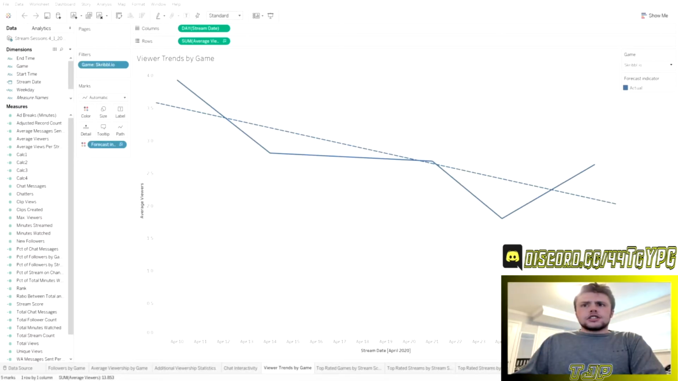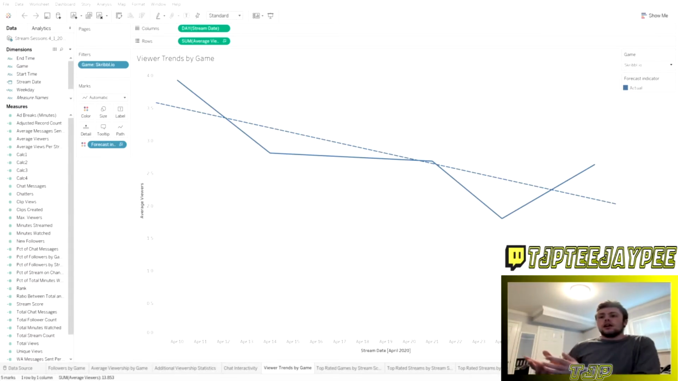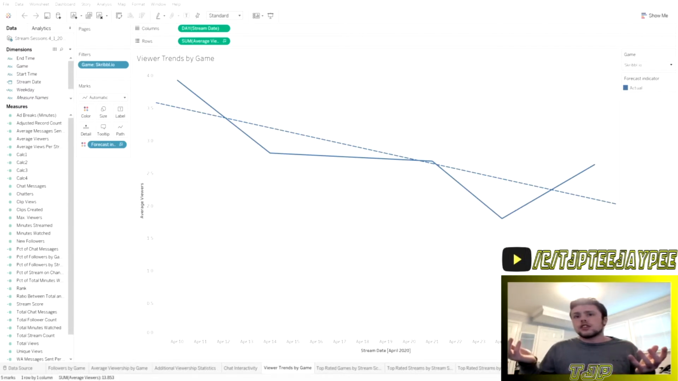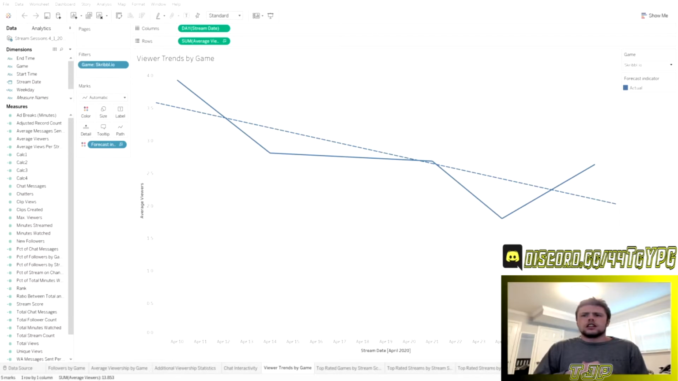So this chart here is interesting. This chart right here is viewer trends by game. If I have enough data, what I could do in Tableau is actually forecast how many people I would expect to view my future streams. Unfortunately, I don't have enough data points to really go about that. I don't know how many you need, but you need a lot. So maybe in a year or so I could potentially do it, or however many times it takes me to stream in the future.